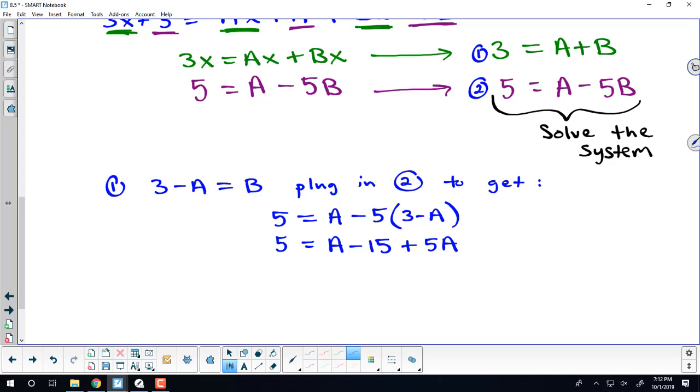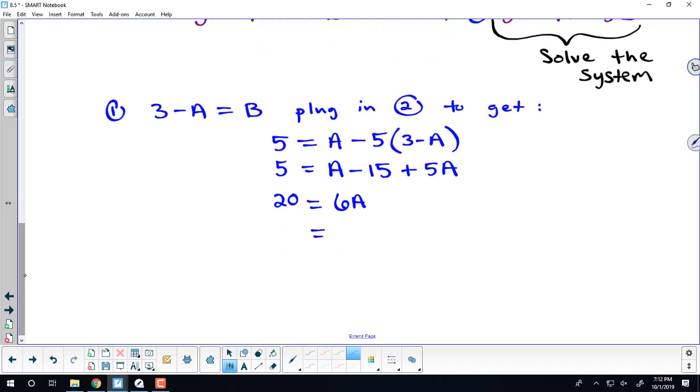So now we've got a single equation with a single variable, A minus 15 plus 5A. So we have 6A equals to 21. Oh, 20, yeah. Sorry. 6A equals 20. And then so A is 20 over 6, which is 10 over 3.